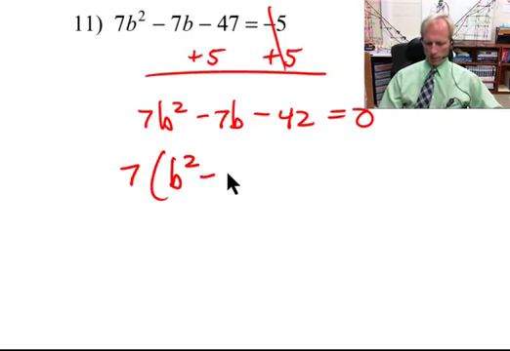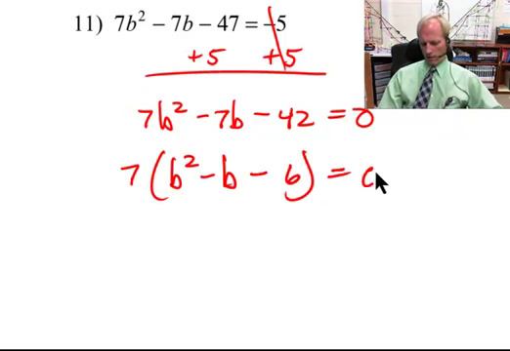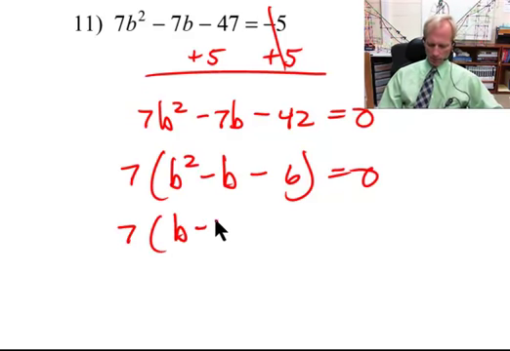B squared minus b minus 6. And lastly, I need 2 numbers that multiply to be negative 6 and add up to negative 1. That would be negative 3 and positive 2.